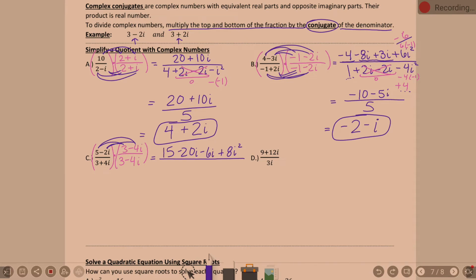Denominator. 3 times 3 is 9. 3 times minus 4i is minus 12i. Then distribute my 4i. 4i times 3, plus 12i. 4i times negative 4i, negative 16i squared.